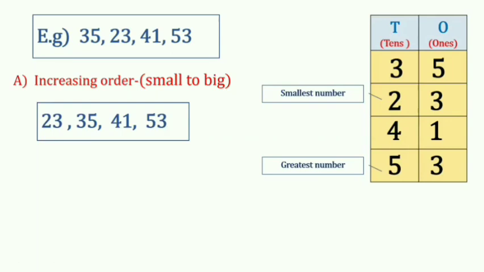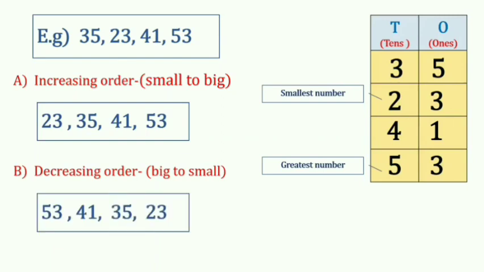Now we know which is smallest number and greatest number. So using this, we can arrange these numbers in decreasing order. So let's start decreasing order. Again, we know in decreasing order, we write down the numbers from big to small. So which is the greatest number in these numbers? 53. So we will start from number 53. Then after 53, we will write down 41, then 35, and at last the smallest number, that is 23.